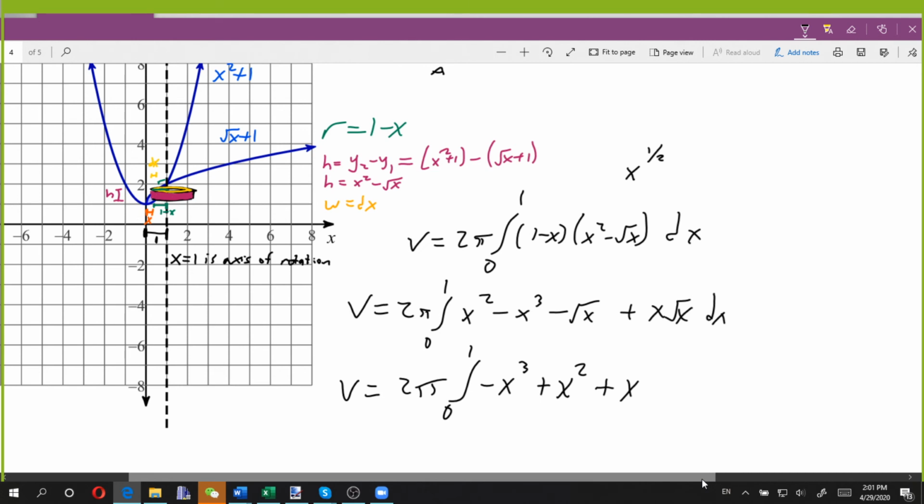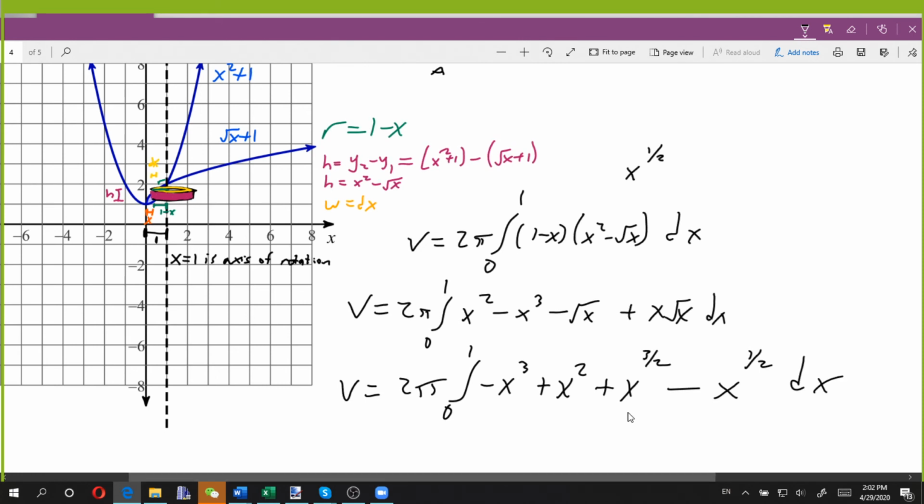x to the 1/2 times 3x to the 1 will allow me to add my exponents. So that's 1/2 plus 2 halves is 3 halves. Okay, minus, I got my last term over here. Minus x to the power of 1/2, okay.